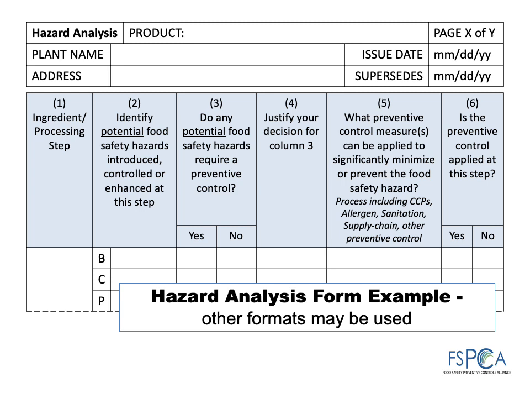Column 5 is used only when there is a yes in Column 3 to identify the preventive controls that significantly minimize or prevent the hazard, e.g., process, allergen, sanitation, supply chain, or other preventive controls. Column 6 is used to document if the preventive control will be managed at that step.